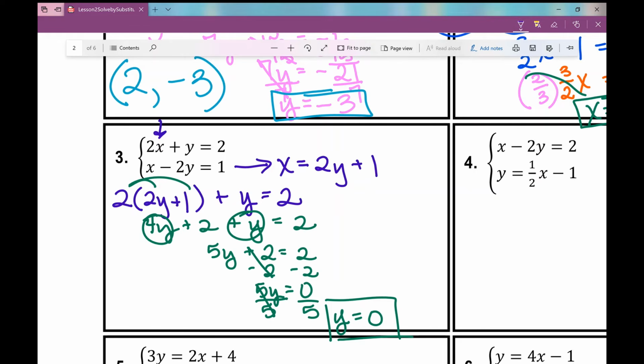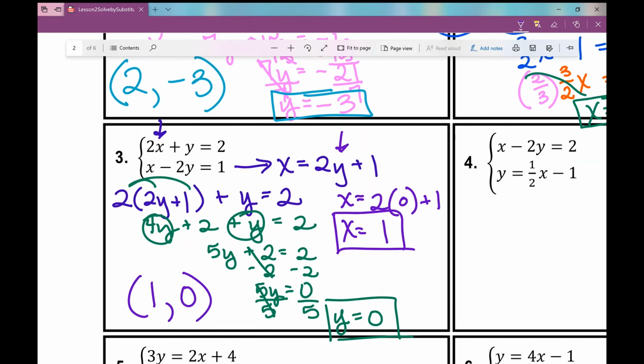How do I solve for the value of x? Anywhere I see y, I can replace it with 0. I see y right here, right here, and right there. Which one would you replace y with 0? I would do this one where x is already solved for. So instead of x equals 2 times y plus 1, x equals 2 times 0 plus 1, which means x equals 1. How do you write your solution? (1, 0). Let's move along.